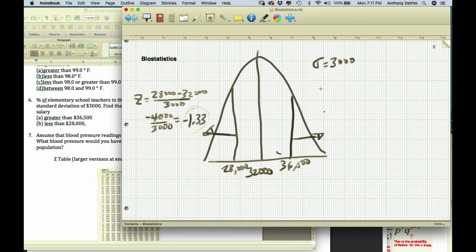And on the upper side, I'm going to calculate my z-score now also, which is equal to 36,500 minus 32,000 over 3,000. So that's going to be equal to 4,500 over 3,000, which is 1.5. And that's going to be a positive 1.5, right? It's going to be negative 1.33 because it's below the mean. It's going to be a positive 1.5 because it's above. Let's start with 28,000.